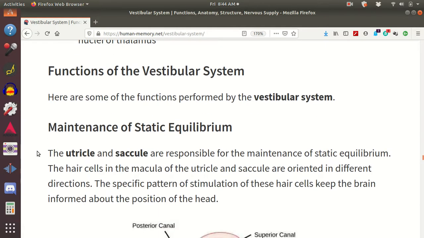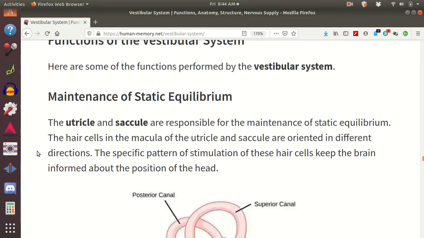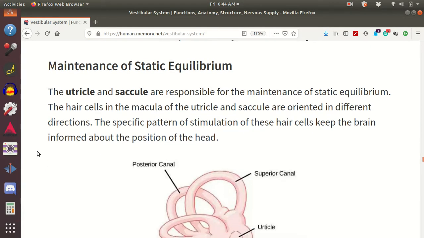Here are some of the functions performed by the vestibular system. Maintenance of static equilibrium. I knew these little items were important. The utricle and saccule are responsible for the maintenance of static equilibrium. The hair cells in the macula of the utricle and saccule are oriented in different directions. The specific pattern of stimulation of these hair cells keeps the brain informed about the position of the head.